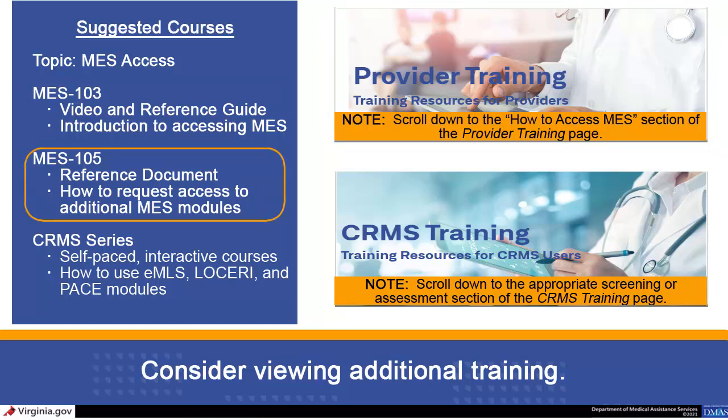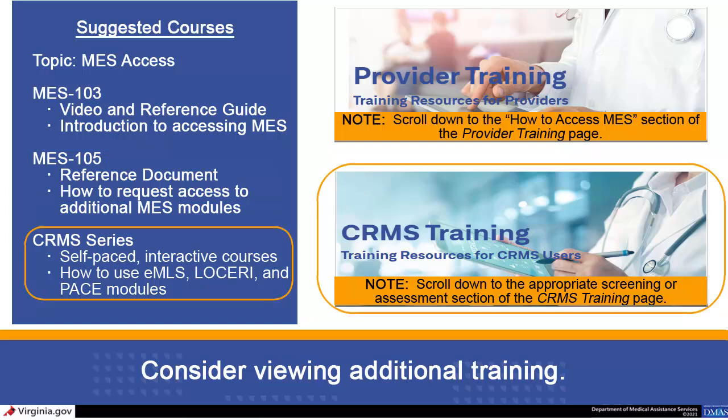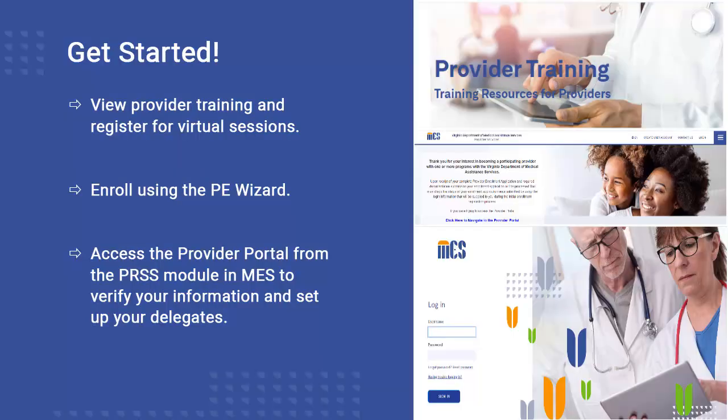MES 105 is a reference document that explains how to access additional MES modules, such as CRMS for long-term care screening and assessment. On the provider training page, there is a link to the CRMS training page where you can find additional self-paced interactive courses that walk you step by step through the screening and assessment processes in the new CRMS module. We hope this video has provided you with clarification and helped you better prepare for your next steps. You are now ready to get started.